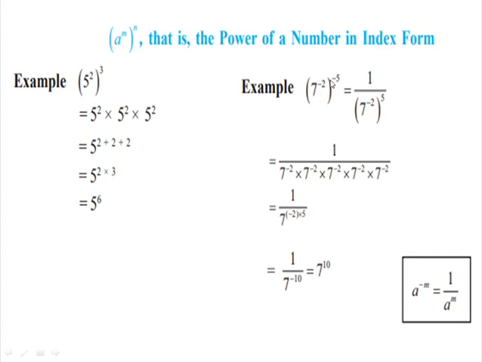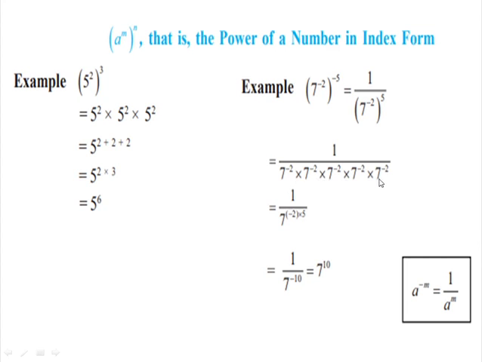7 raised to negative 2 whole raised to negative 5. Again, 7 raised to negative 2 raised to negative 5. Here the index is a negative number, so first we will convert it into a positive number. Now, 7 raised to negative 2 raised to 5 will be written as 7 raised to negative 2 multiplied by itself 5 times. That is 7 raised to negative 2 multiplied by 7 raised to negative 2 multiplied by 7 raised to negative 2 multiplied by 7 raised to negative 2 multiplied by 7 raised to negative 2.